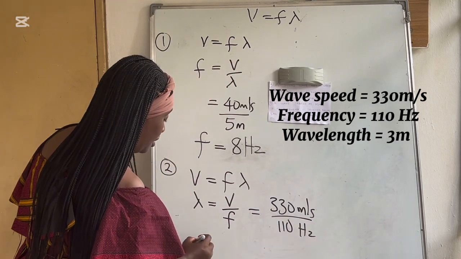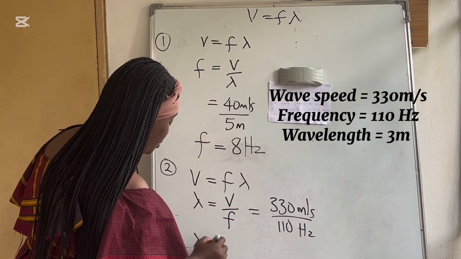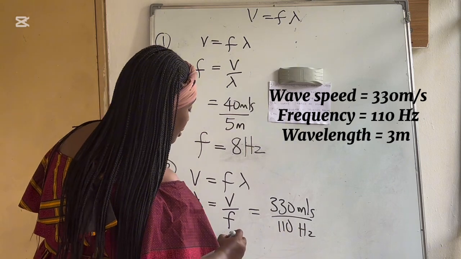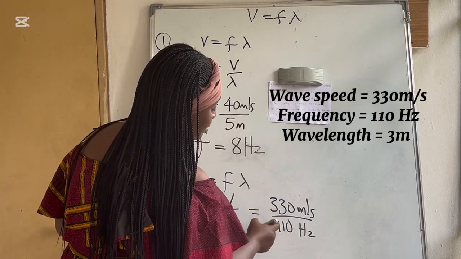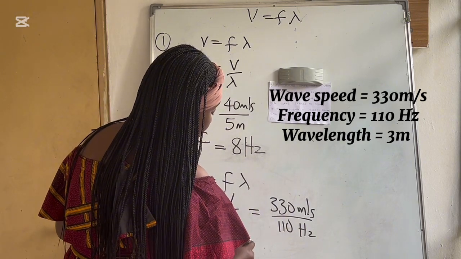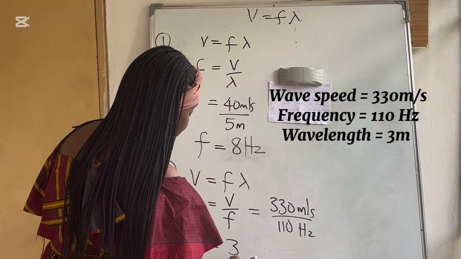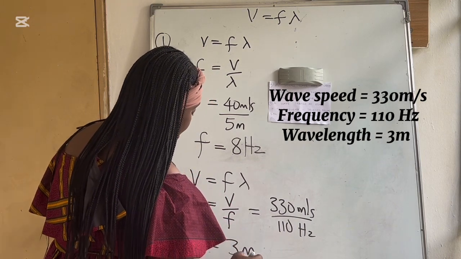So lambda, which is wavelength, is equal to 3, because when you divide 330 by 110, you get 3. The unit for wavelength is meters.